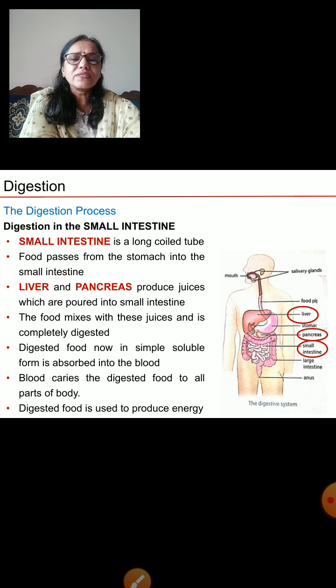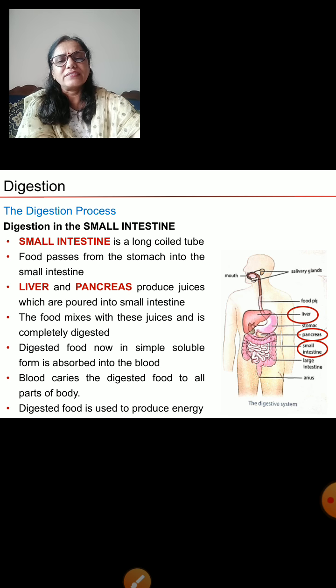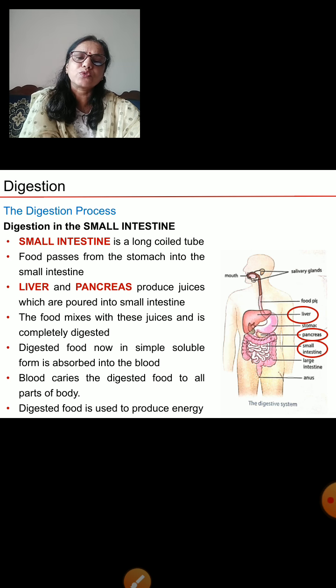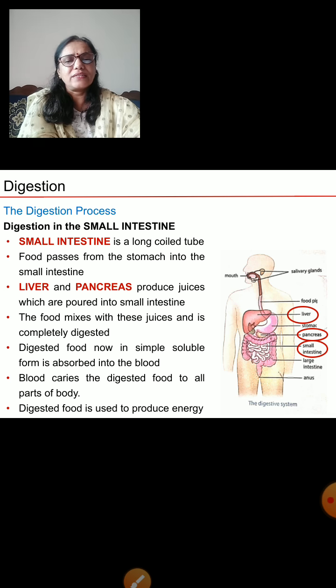So, after digestion, digested food now is in a simple soluble form, and is absorbed into the blood. Blood can only absorb if the food is in a simple soluble form. And then blood carries the digested food to all parts of our body. And this digested food is used to produce energy. So this is how we get the energy.